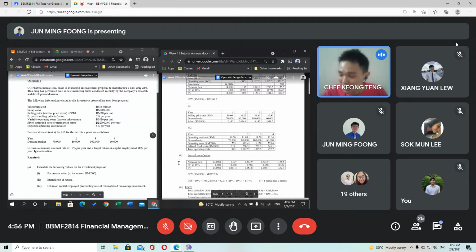Okay, how to decide? Actually, very simple. You must ask yourself one thing: the discount rate is referring to what? What is the discount rate in this case? The discount rate is your WACC. So what is WACC? It's the cost of your capital. Correct? What we have learned previously.